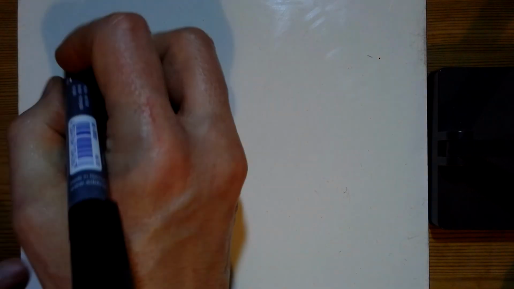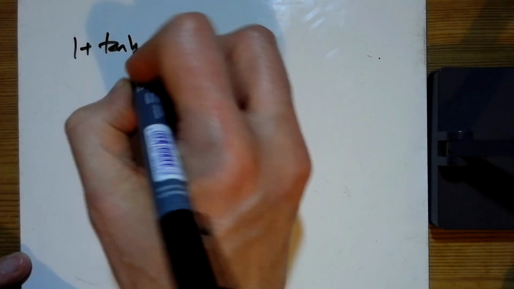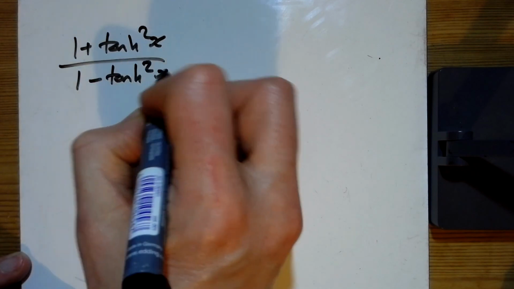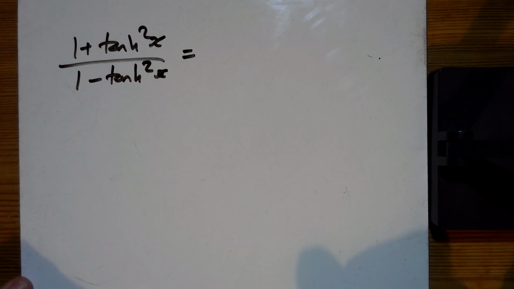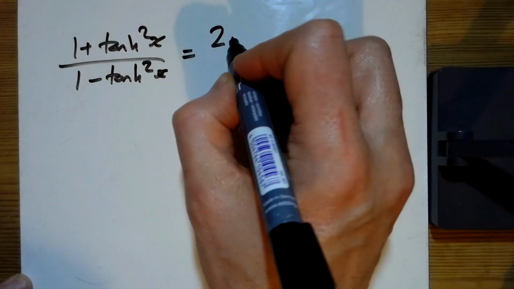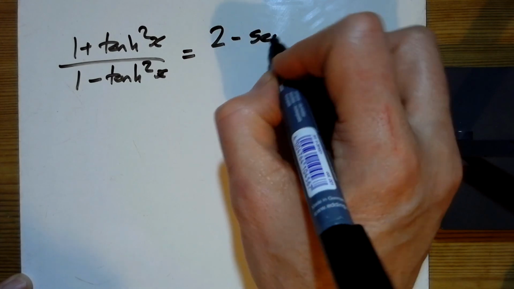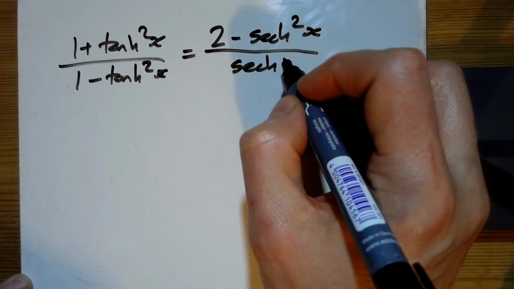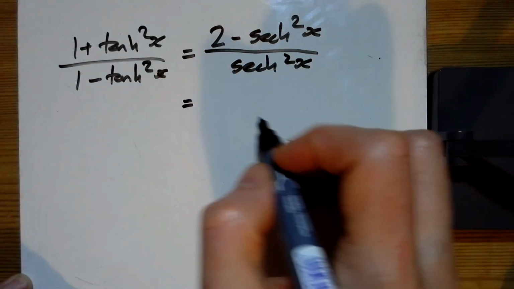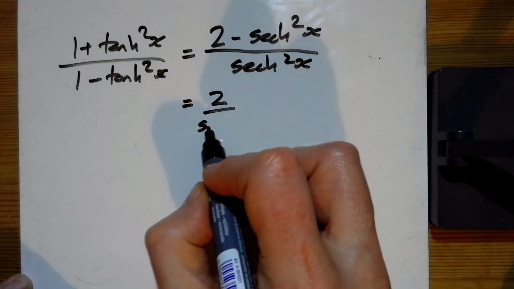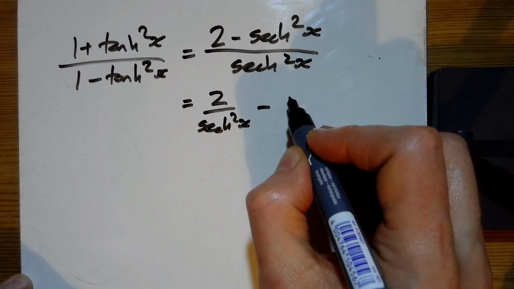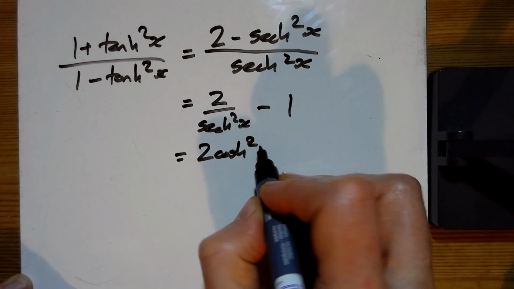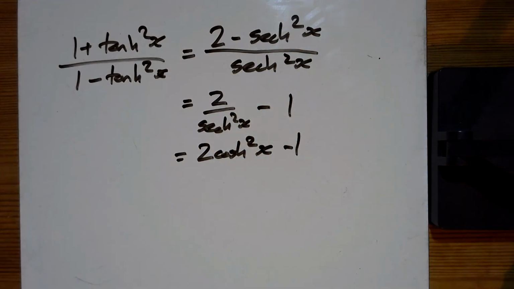Well, what it should have said is that 1 plus tanh squared over 1 minus tanh squared is the same as, that's 2 minus sech squared over sech squared. Now we can break that up into 2 over sech squared, take away 1, and 2 over sech squared is the same as 2 cosh squared, take away 1. So that's what you were trying to do.